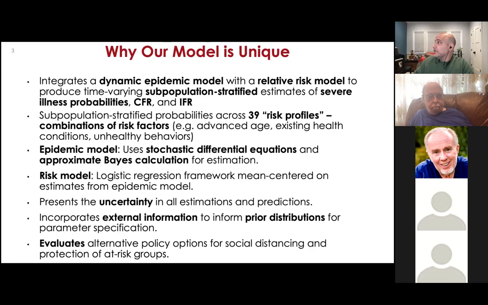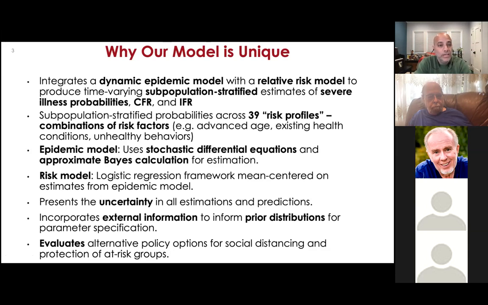So, why is our model unique? Everybody's seen lots of different models out there, these SEIR type of models. Well, we integrate a dynamic epidemic model with a relative risk model. So we're trying to combine and project risk groups onto the risk curves that you see from the epidemic models to produce time varying subpopulation stratified estimates. So it's really a balance between what we can do with the data that we have at hand versus the refinement we can get with the risk model in terms of looking at subpopulations.